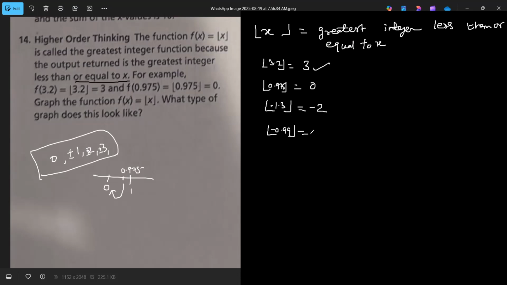Now tell this. What are they asking? Even I don't understand the question. I am telling. You are asked to find the graph, how the graph looks like.